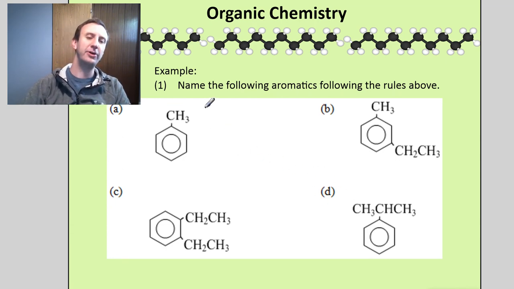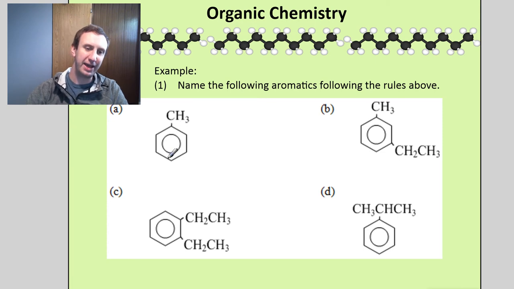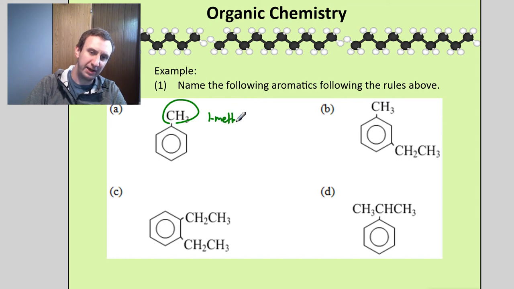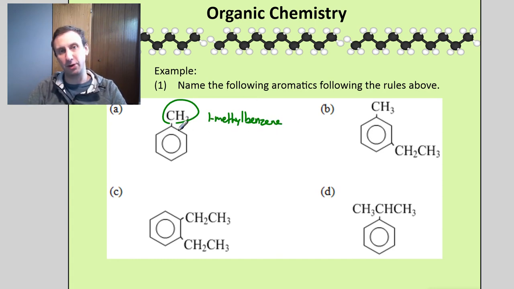All right, so if I take a look at, for example, A, I recognize that, hey, here I have benzene. I have one methyl group. So this is simply 1-methylbenzene. Or if you wanted, you could just say methylbenzene, and that would be okay as well, because obviously if I have a methyl, the only place it could be is carbon number 1. It gets priority because it is the only branch.